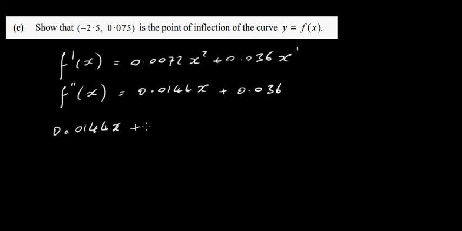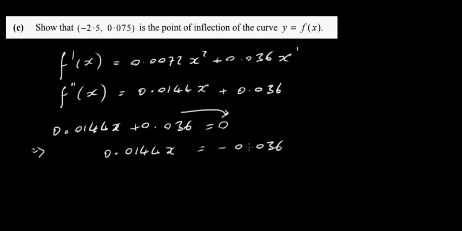0.0144x plus 0.036, let that equal 0, and work out what x would be. That would be 0.0144x is equal to minus 0.036. So I just subtracted 0.036 from both sides. Divide then by 0.0144 on both sides, and you get minus 2.5, which is exactly what they say we should have gotten. So we got the correct x value anyway.